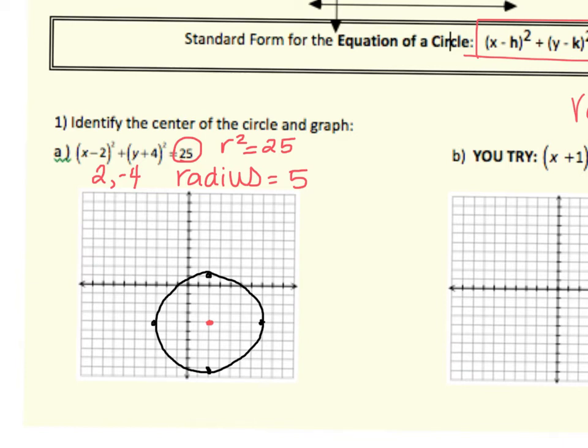Go ahead and try B, and yes, I want you to pause the video. I really mean it. Pause the video, scroll over, do B on your notes, and then play the video. Pause it. Come on. I know you're just waiting for me to go on, but pause the video and go on.